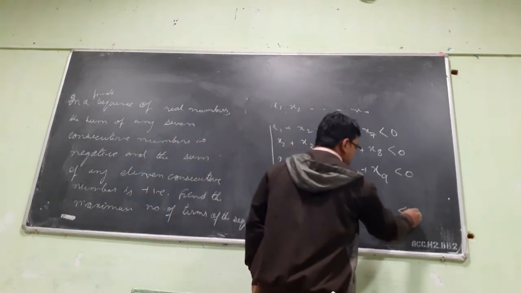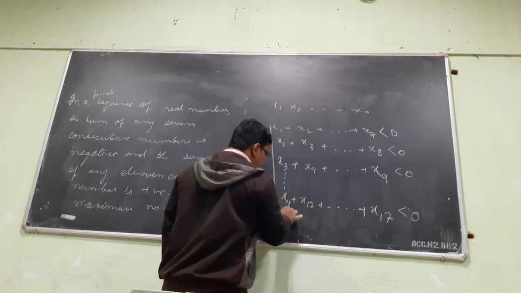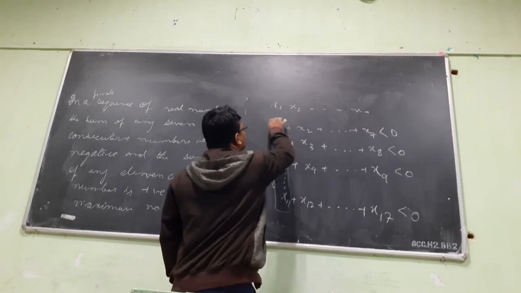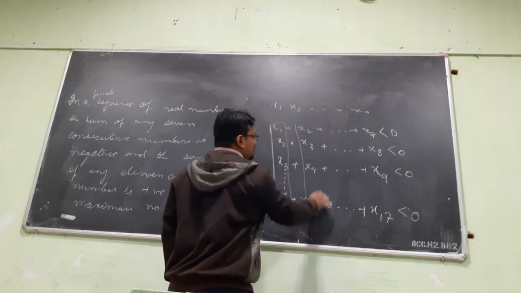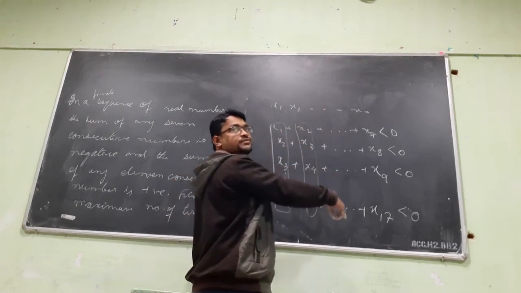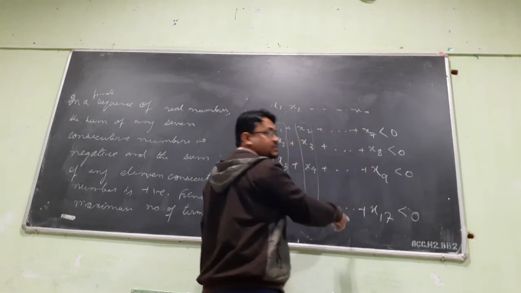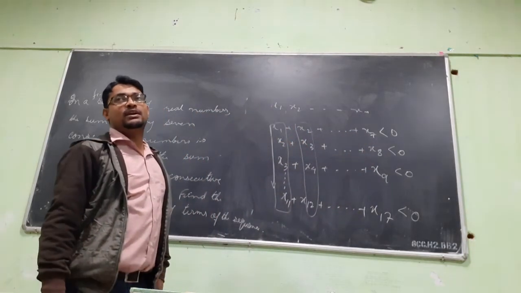So this is also negative. But what about this? A sum, this is positive. This sum is positive. So column wise the sum is positive, and row wise the sum of these 17 numbers is negative. So that cannot happen.